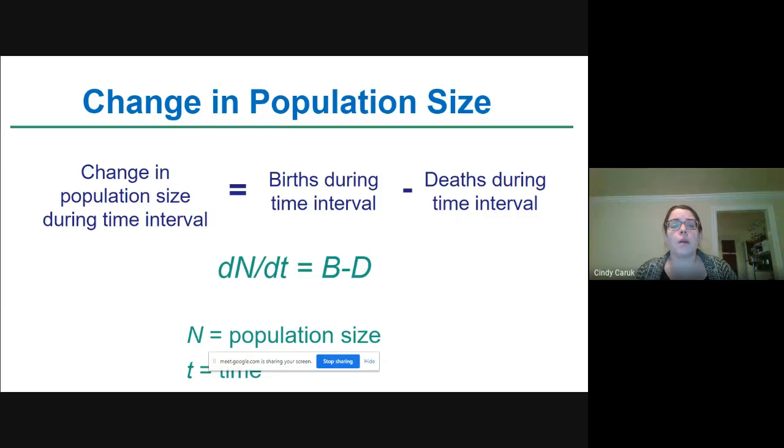So change in our population size is simply birth minus death, right? D is for delta, change in population over change in time. You could add immigration and emigration, but we're just going to focus on birth minus death. So if it's a positive number, it's a growing population. If it's 0, it's a stable population. And if it's negative, it's a decreasing population.